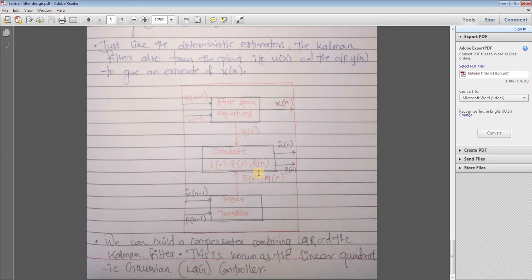As in the earlier stage where we saw the state space design of the regulator, we saw the procedure for combining the state feedback controller and the estimator to build a compensator. Now in a similar way we can build a compensator combining the LQR, the linear quadratic regulator, and the Kalman filter, which we have seen here. This compensator is known as the linear quadratic Gaussian controller, the LQG controller. This combination is called the LQG controller.